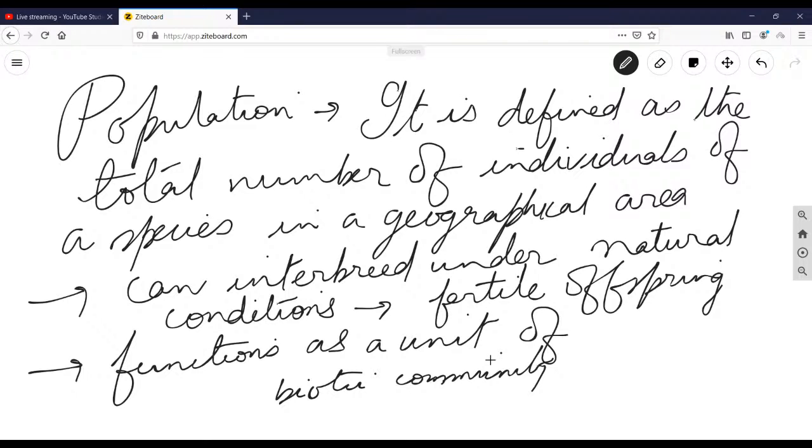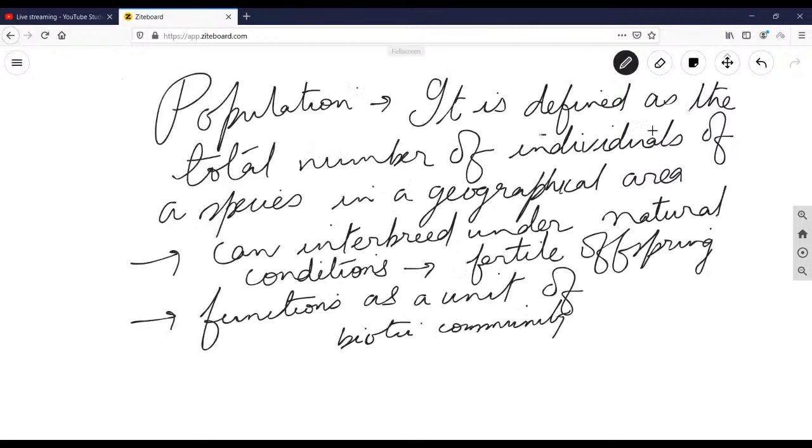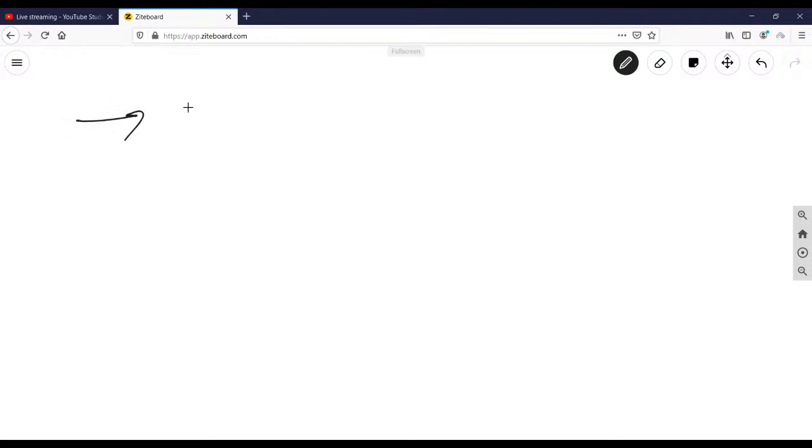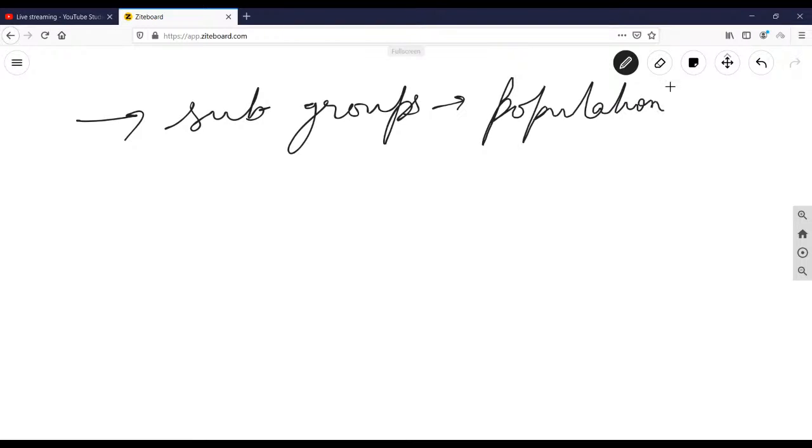So, in a geographical area, the population is further divisible. This is a neat question. In a geographical area, the population can be further divided into subgroups, and these specific subgroups are known as demes. The individuals of a population are always capable of interbreeding among themselves. But the chances of sexual reproduction are more between the members of the same deme. Okay, that is the thing.